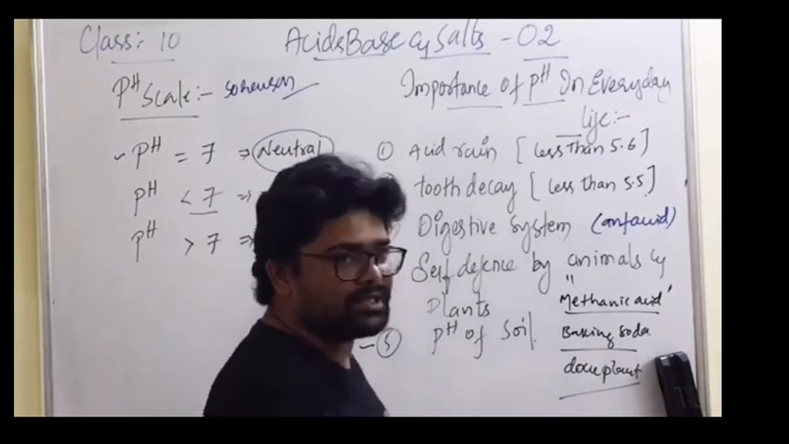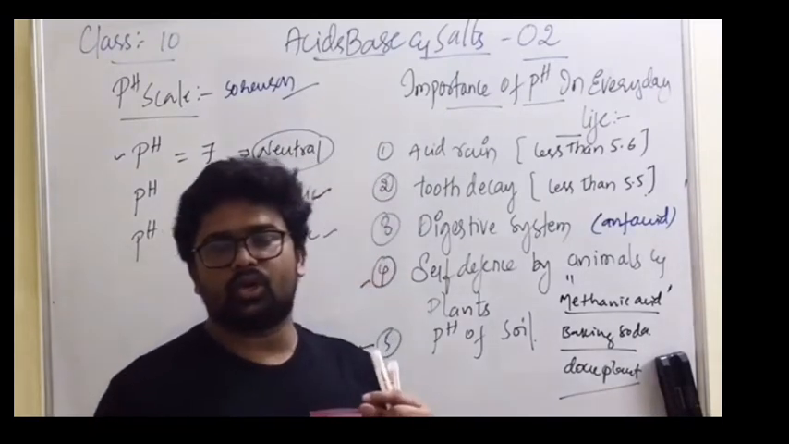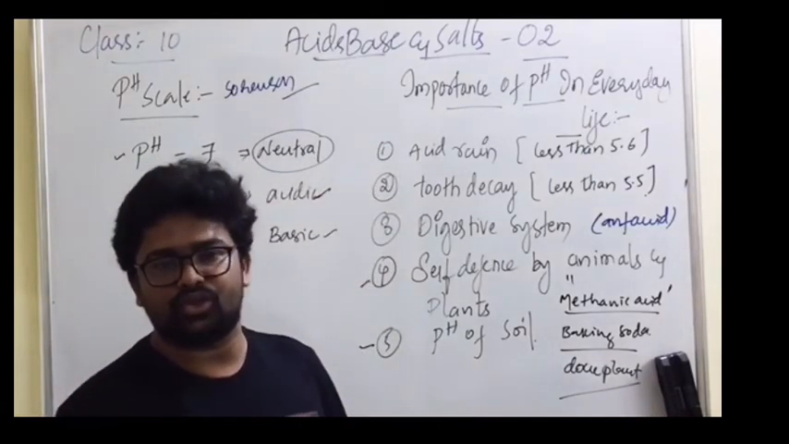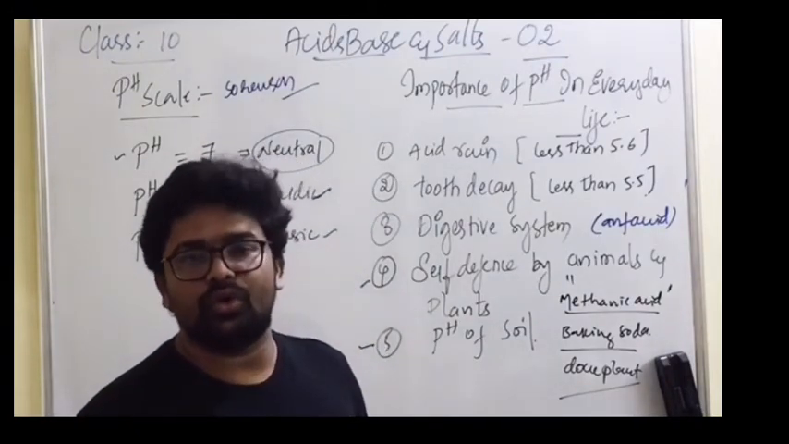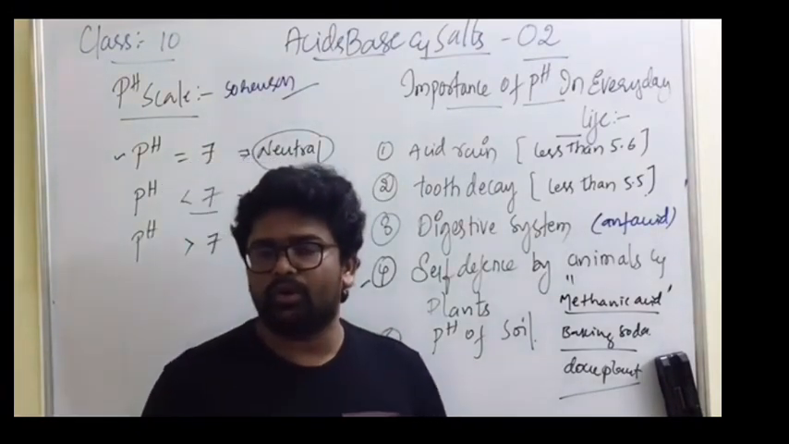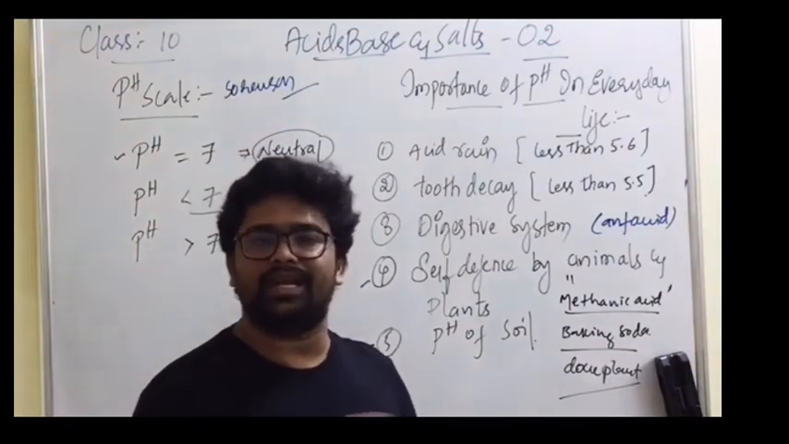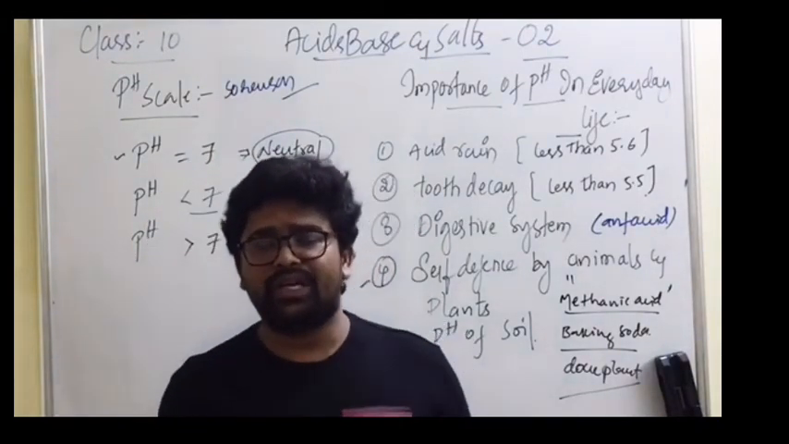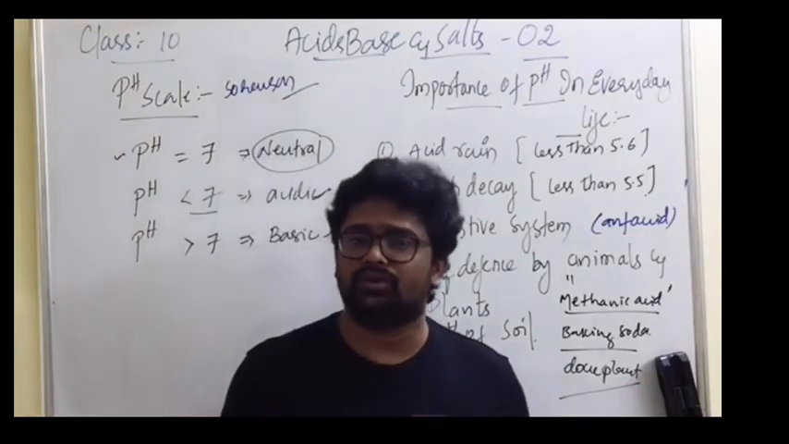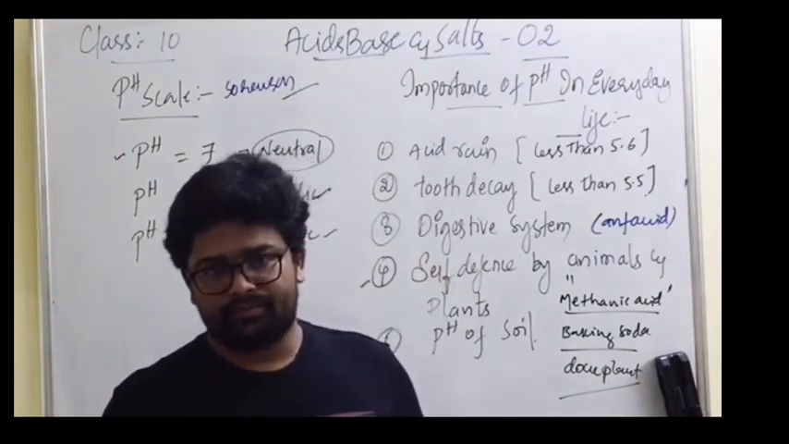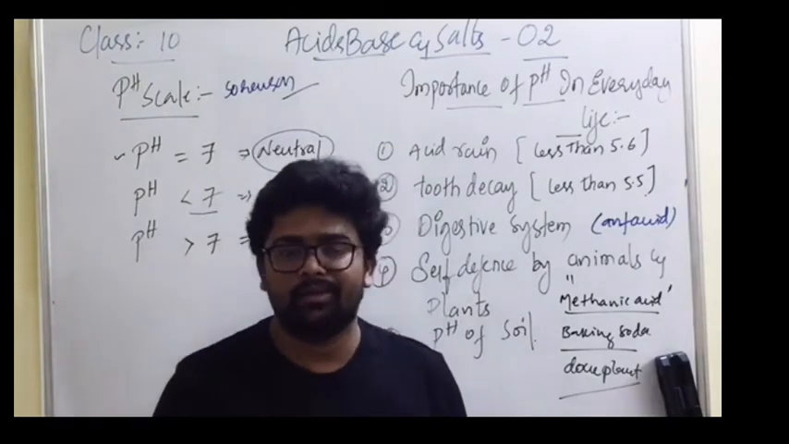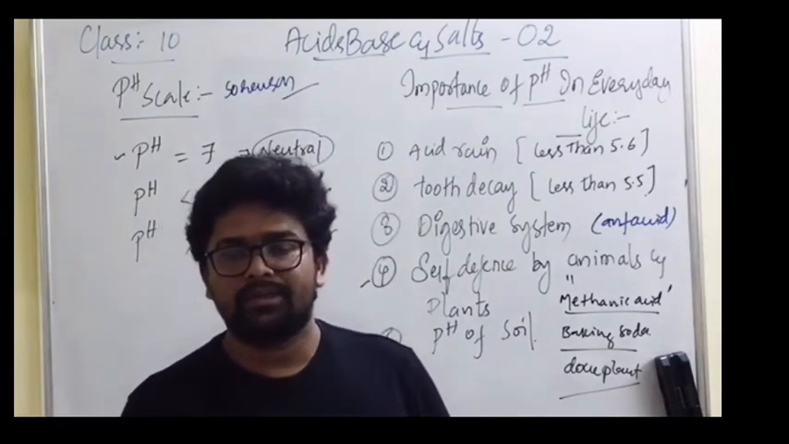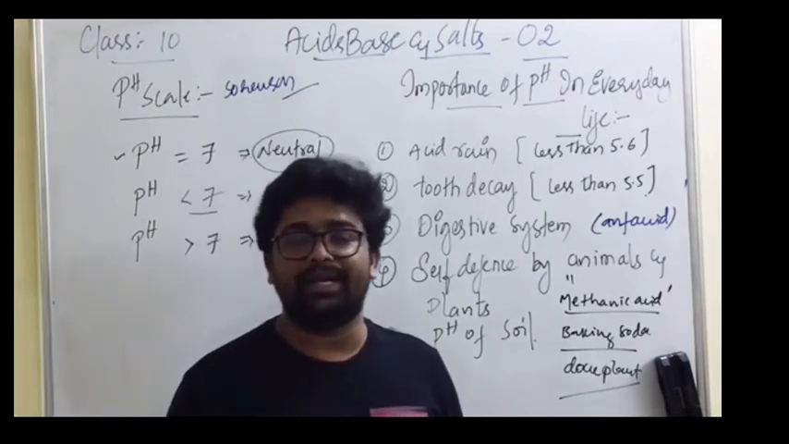Now, the effect of pH. Soil requires a healthy pH to have very good crop production. What do we generally do? We use chemical fertilizers and natural fertilizers to increase the productivity of our soil. If a soil becomes more acidic or more basic, what generally happens? The production of crops decreases.